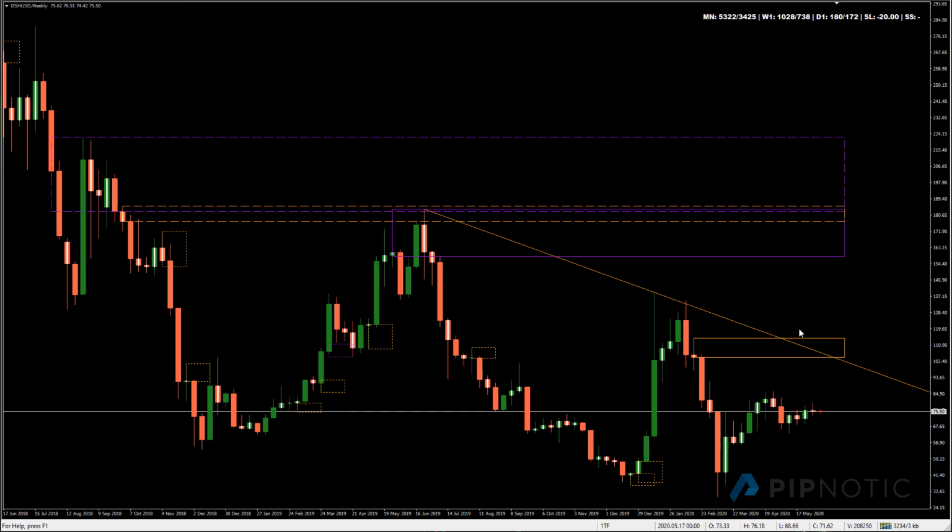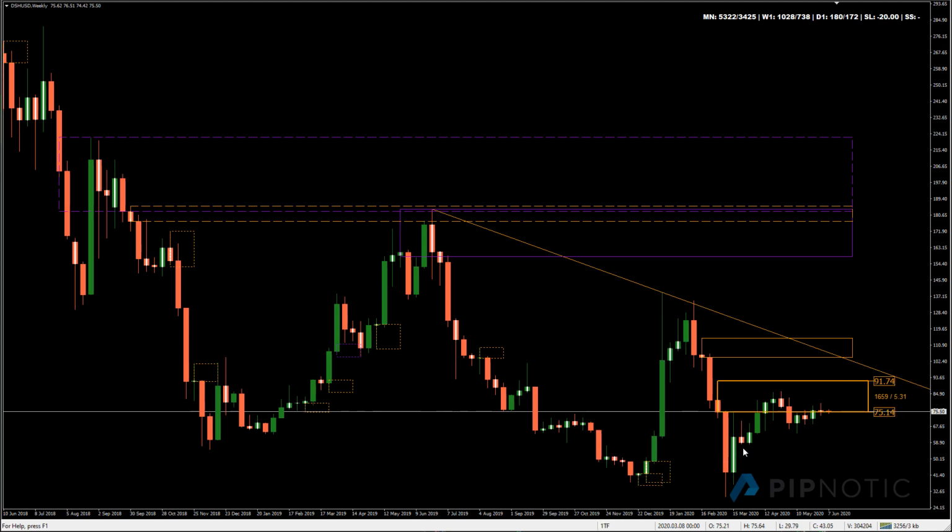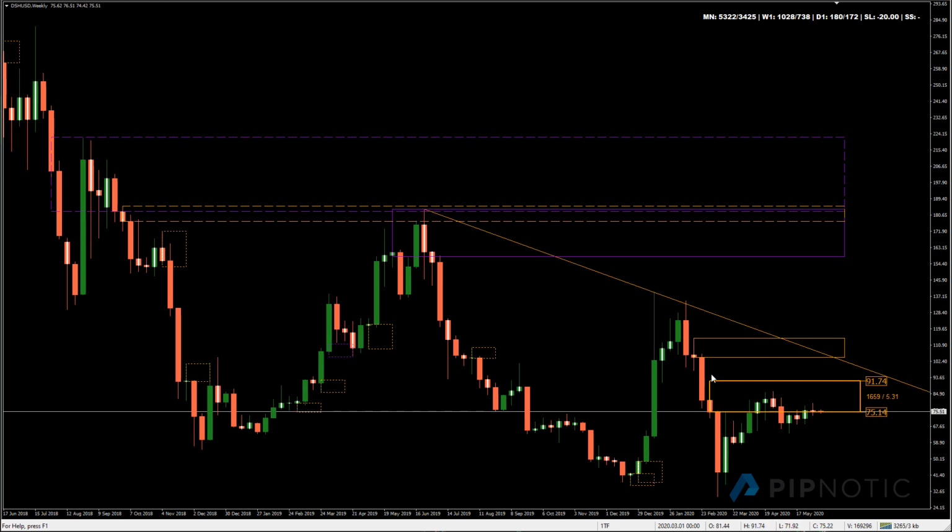What we do have is a couple of areas that could be interesting. We have this one here, which has been tested. See this one here, when price left here, we removed this area here. When price left here, we managed to remove a couple of areas here. This one removed this one. You know, see these are all linked together. Okay, so it's not just random rectangles being drawn all over the place.